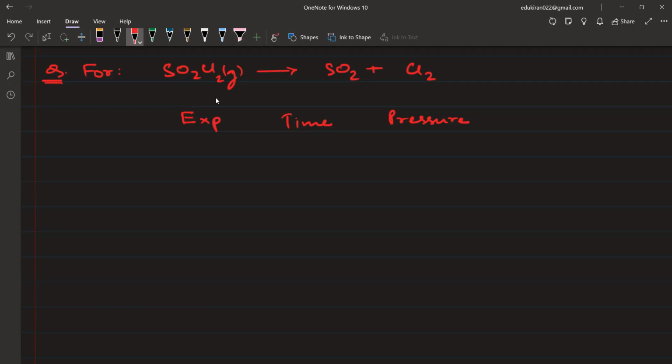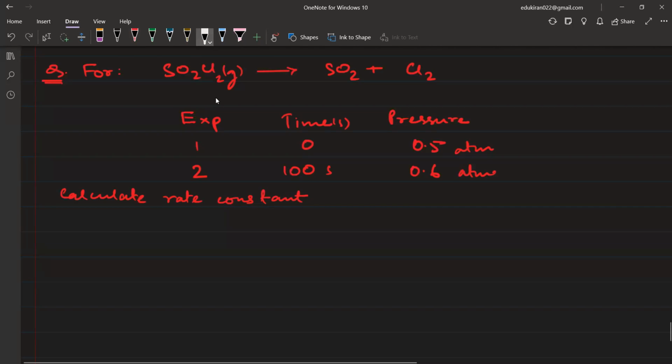Now, experiment 1 was done at time 0. That means initially the pressure was equal to 0.5. Then experiment 2, that means we took the measurement of pressure at, let us say, time is equal to 100 seconds. Okay, time is in seconds. So after 100 seconds, we saw that the pressure was equal to 0.6. You can write ATM. Okay, ATM. Now they're asking, calculate the rate constant. Now please see all these steps you have to do. Okay, you have to do all these steps.